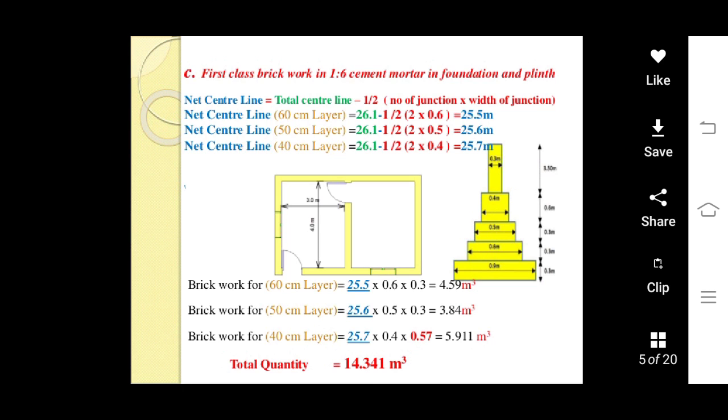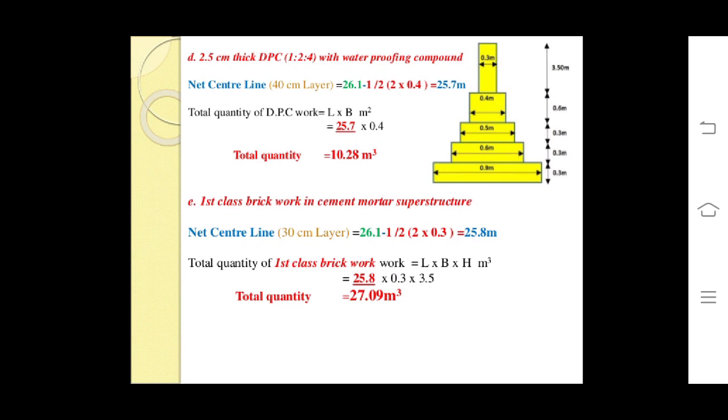The total quantity of brickwork in footing is equal to summation of all these three quantities. The total quantity of brickwork in footing is equal to 4.59 plus 3.84 plus 5.911, which is equal to 14.341 meter cubes.